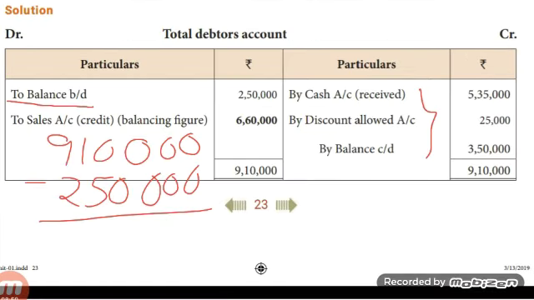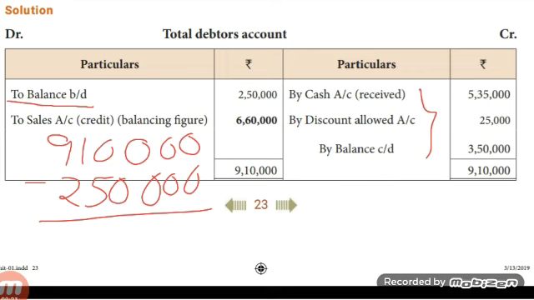Okay, children, here credit side is greater than the debit side. Credit side total is 9,10,000. Find the balance. How? By taking the difference between credit total and debit total. 9,10,000 minus 2,50,000, where 2,50,000 is the debit side total. The difference is 6,60,000. 6,60,000 is the credit sales. Children, note it. This credit sales is necessary for the preparation of the trading account.